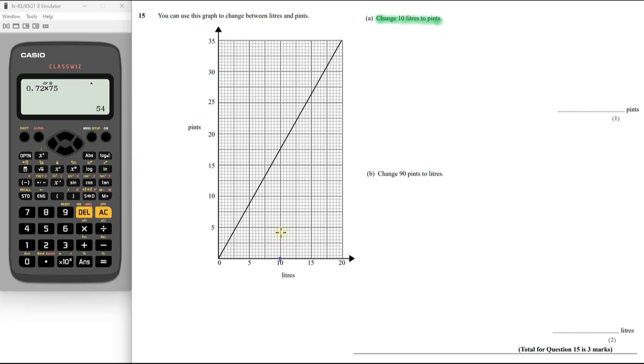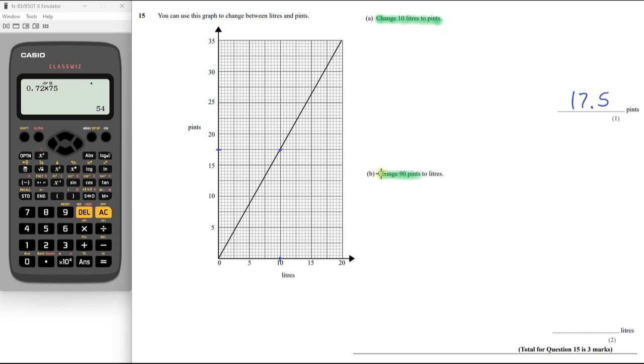So we just read up our graph until we get to the line, which is here, and then read along until we get to the y-axis, which is here. And you can see it's exactly halfway between 15 and 20. So that's going to be 17.5 pints. So it's 17.5, and they've already given us the pints there. Okay, let's look at part B now.